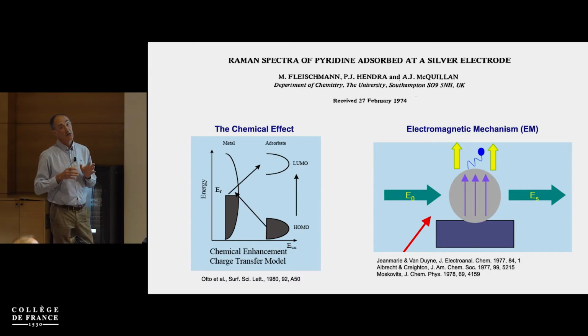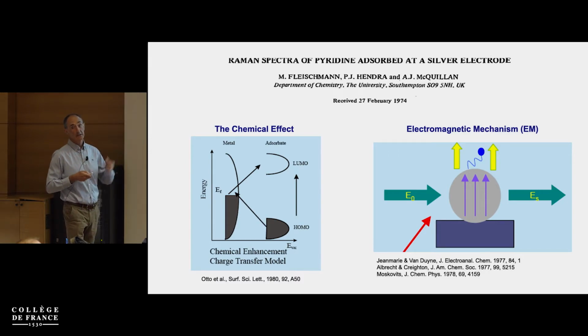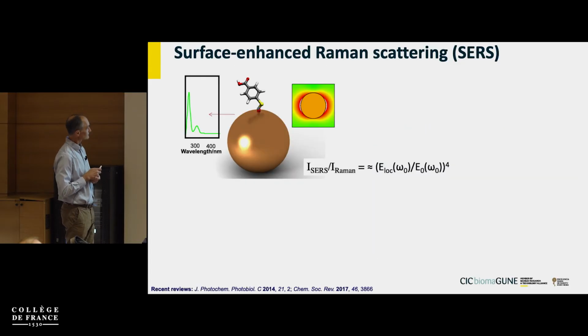Now, it's mostly accepted that both mechanisms can play a role, and in fact, you can find chemical effects in materials that are not metals. So this is evidence in favor of this mechanism. But the electromagnetic mechanism is accepted to play the major role in this process. And this is why we are working a lot on this type of spectroscopy.